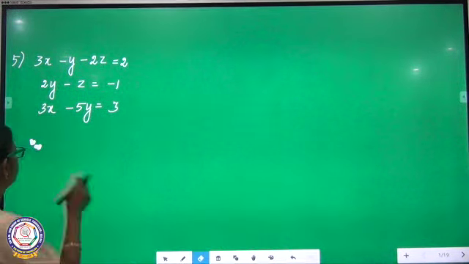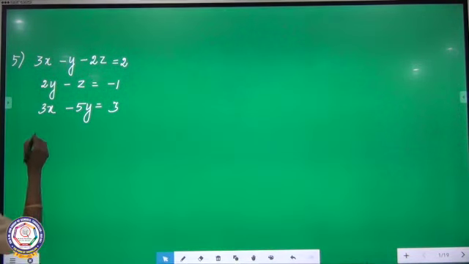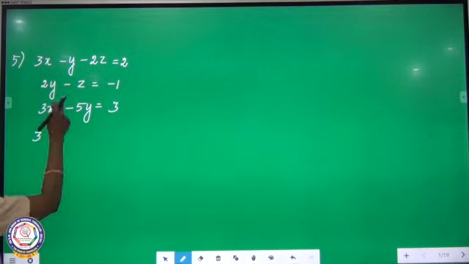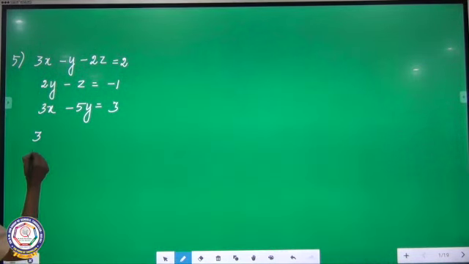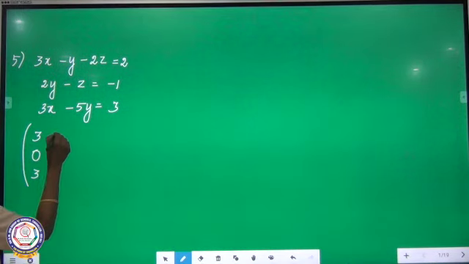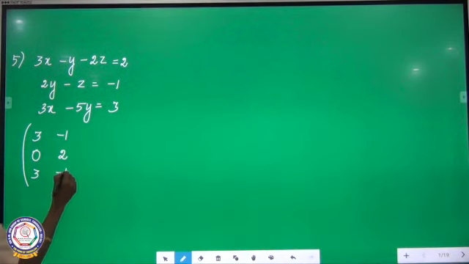Coefficient of x is 3. In the second equation, you didn't have a coefficient of x, so you consider it as 0. In the third equation, 3. Right? Next, coefficient of y. First equation, coefficient of y is -1. In the second equation, 2. In the third equation, -5.